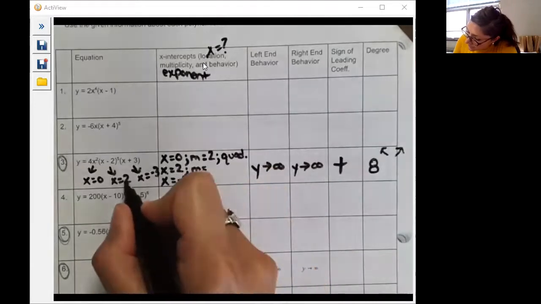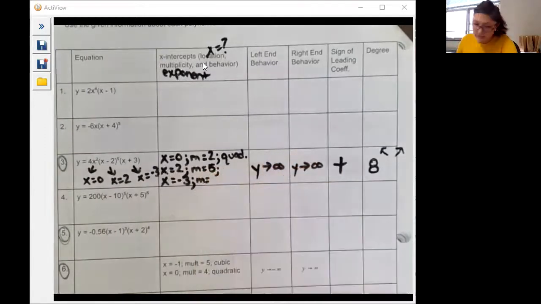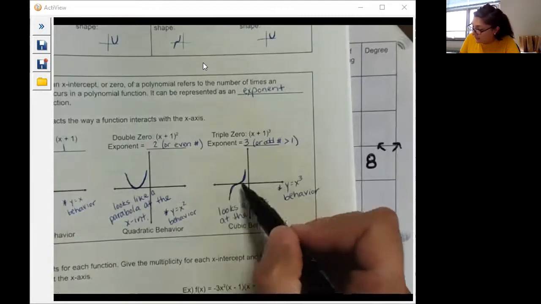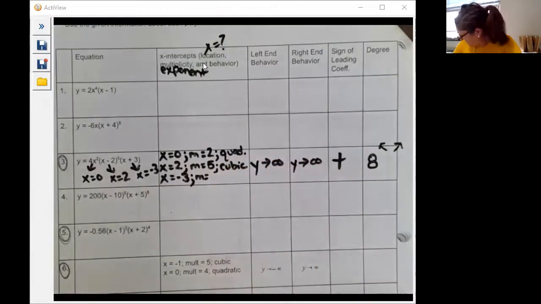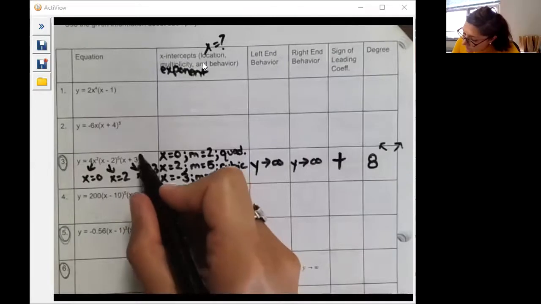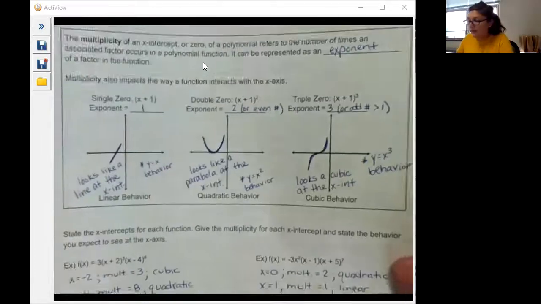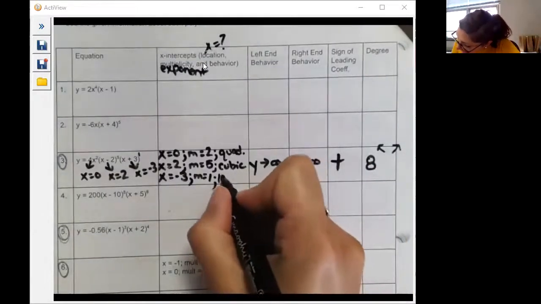For our next x-intercept at 2, our exponent is 5, so our multiplicity is 5. Again, that multiplicity tells me what the x-intercept is going to look like on the graph. Since 5 is an odd number, it's going to look like this cubic behavior. Okay? So we're going to say its behavior is cubic. And then for our last x-intercept here, I don't see an exponent. That means that it's 1. And a multiplicity of 1, or an exponent of 1, means that we're going to have this linear behavior. So I'm going to write linear in here.